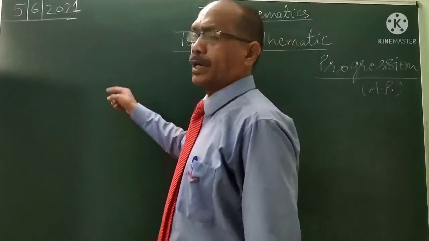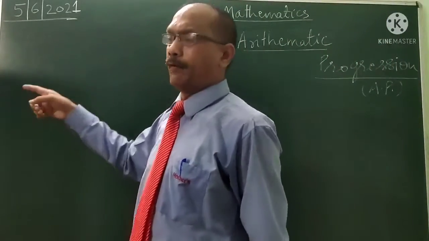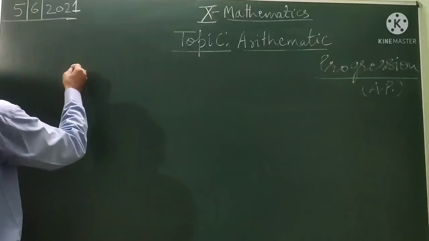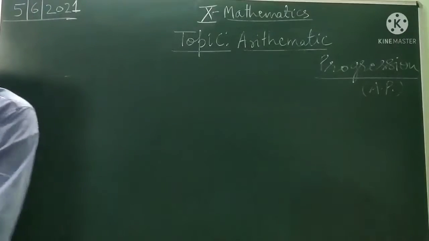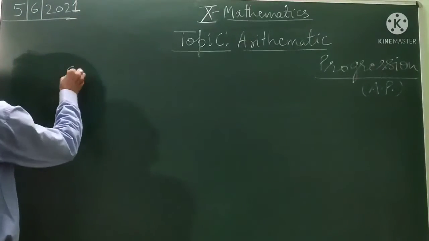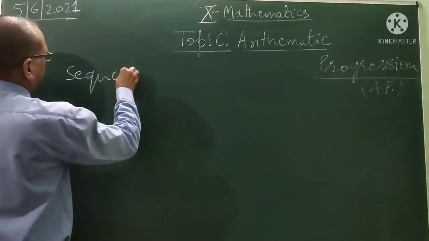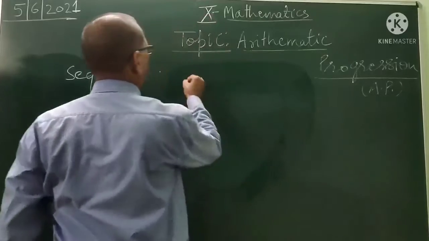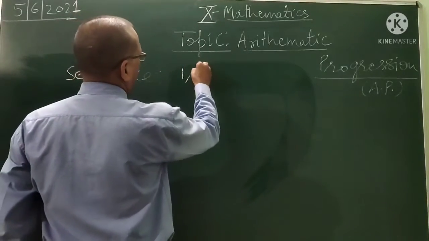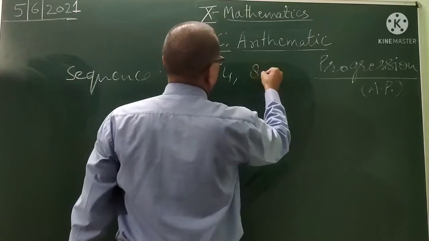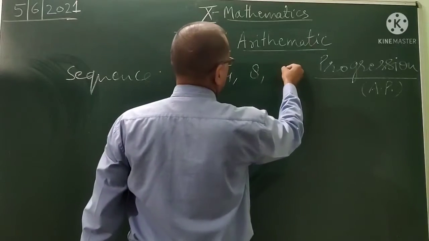AP. Student, there is one sequence. It is like that. There are the numbers 1, 3, 4, 8 and then 9.